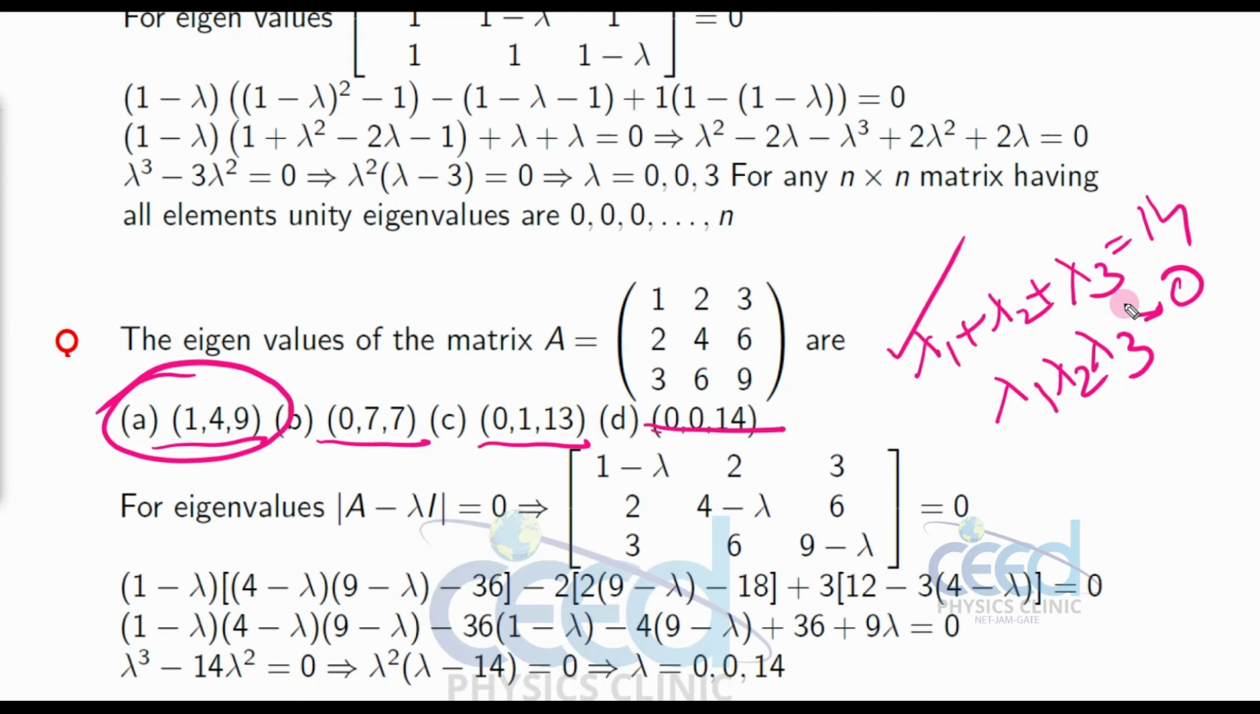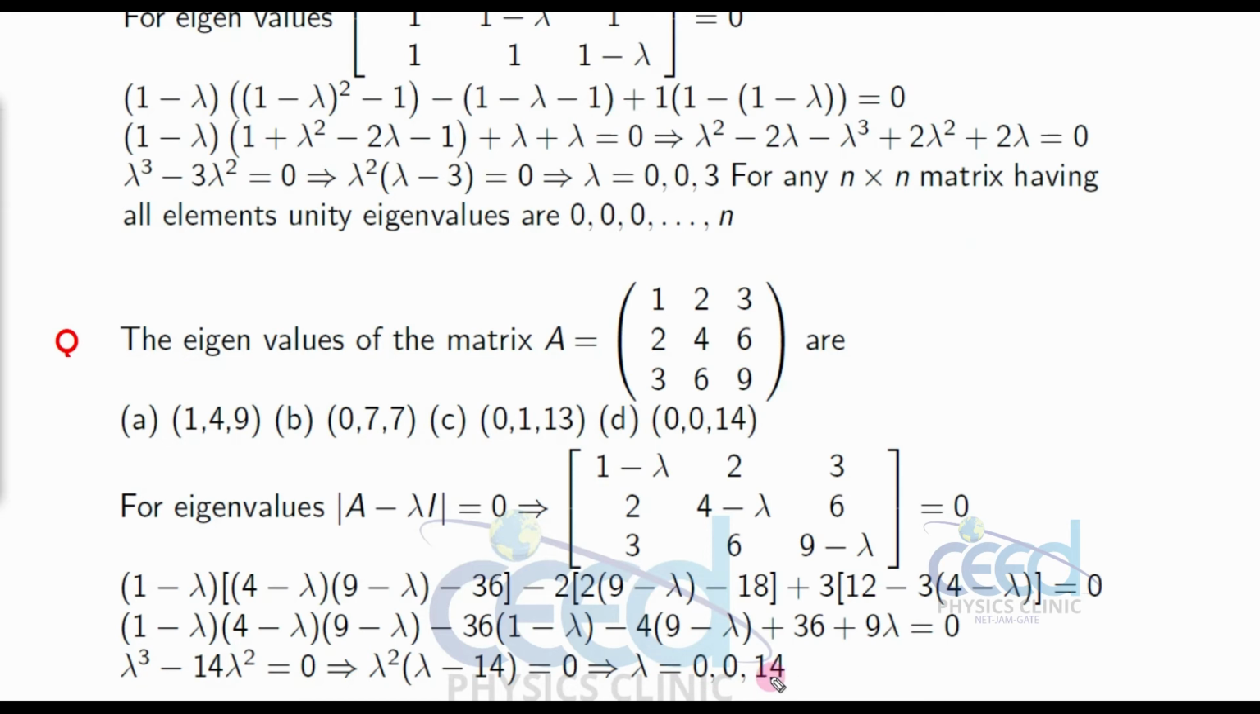But instead of this, I have a trick to present. You can do the ordinary method, then you will get the answer 0 0 14. But it is very complicated and time consuming. So I will give you a trick. The trick is like this.